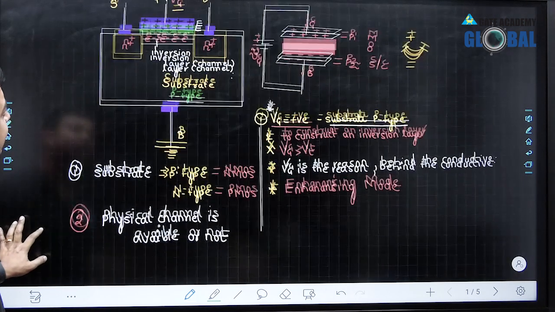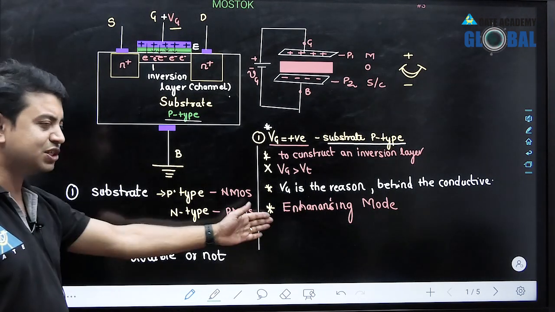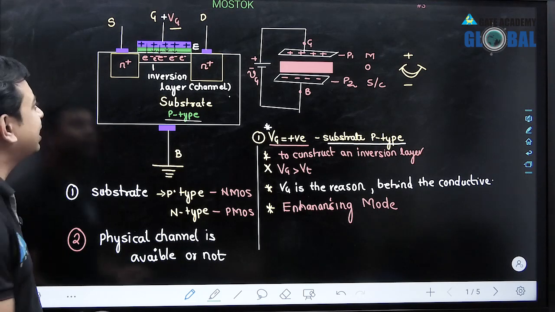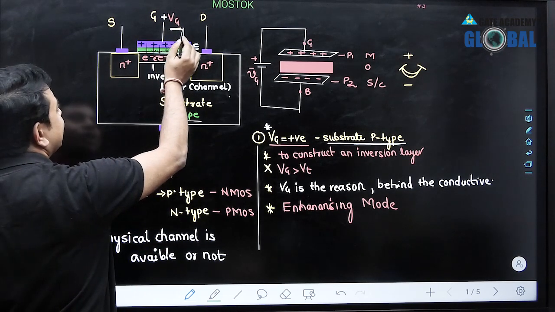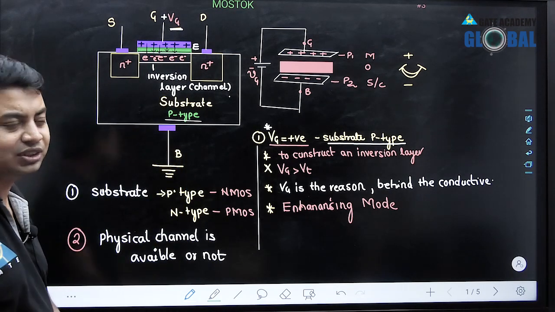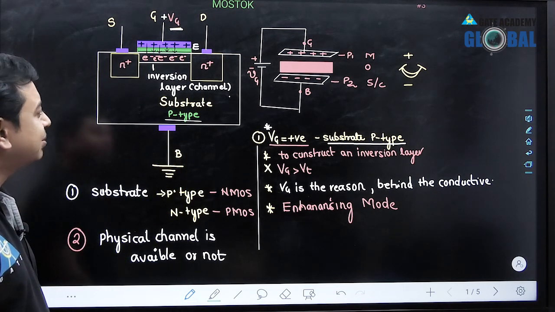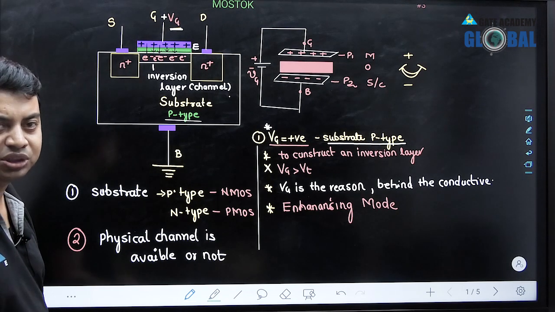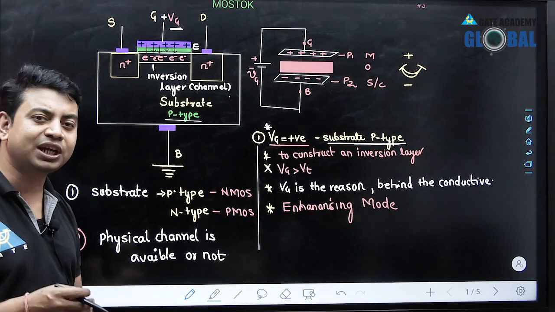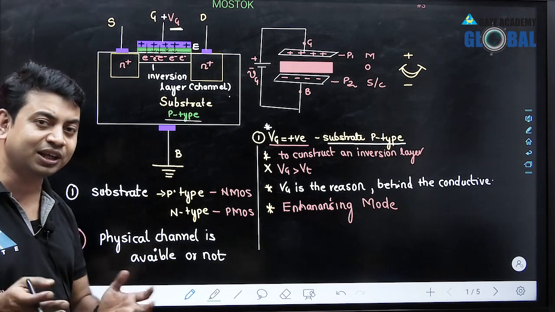So here we can see that it is working in enhancement mode or enhancing mode. That means we apply a gate terminal voltage, and by the application of gate voltage we are creating a channel and we are enhancing the channel. But there is some particular MOSFET which is available physically, in which we need not create a channel. The channel is already created.